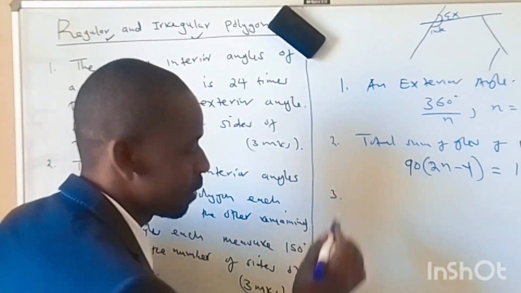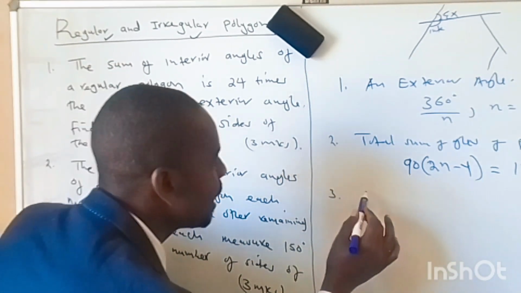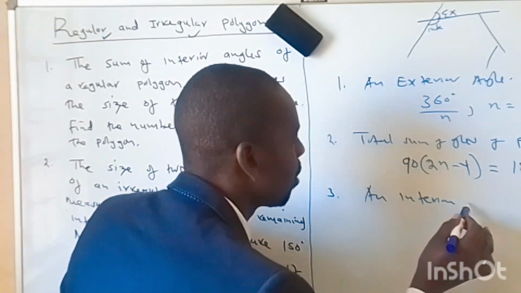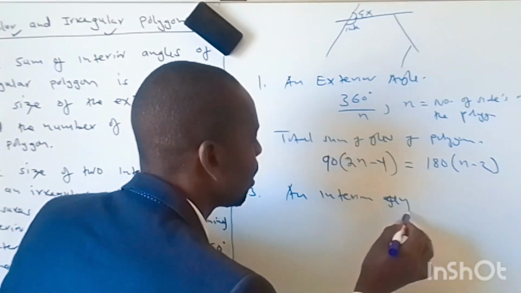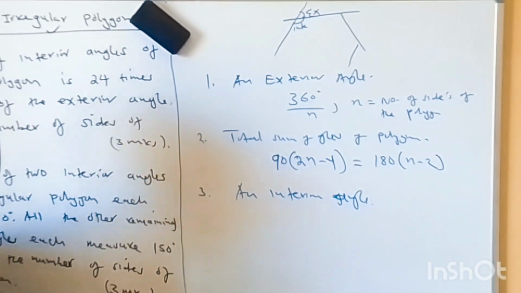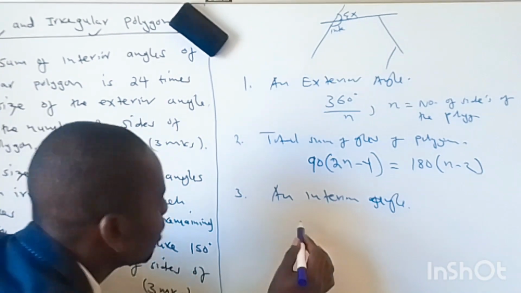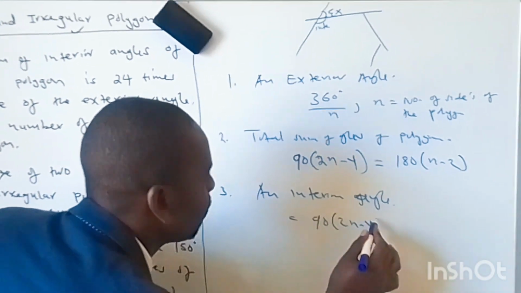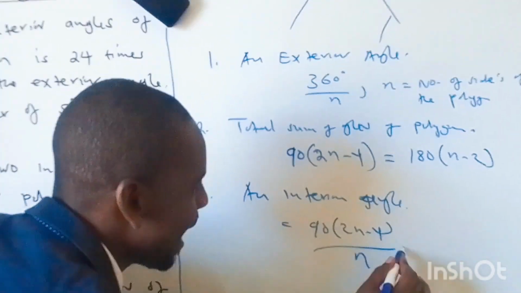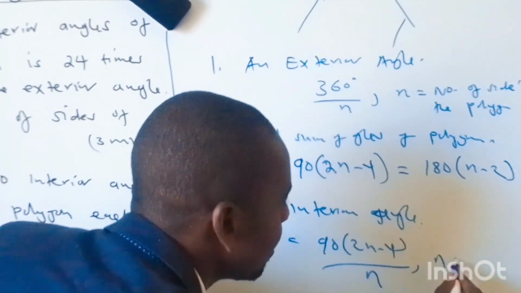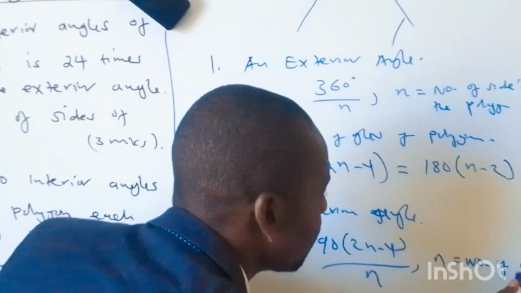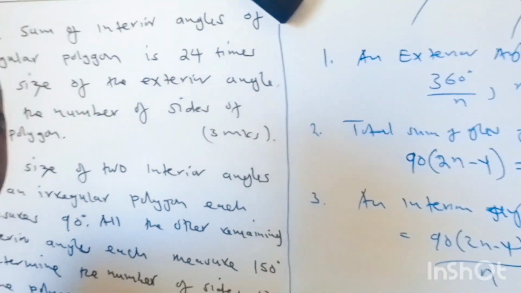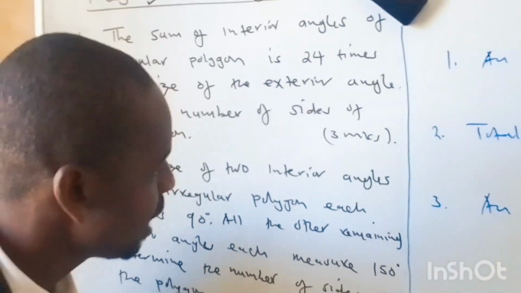Number 3. How can we get one interior angle of a polygon? That is just the total sum, which is 90 into 2n minus 4, then you divide by n, whereby n is the number of sides of that polygon. I hope we are together, you guys.